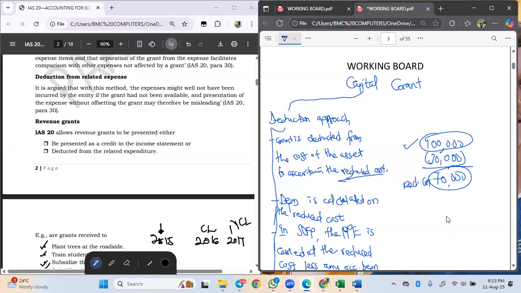And also, in the statement of financial position, you recognize it at the 70,000 less any depreciation. If it is more than 1 year, less any accumulated depreciation. You are not going to recognize it at the 100,000 here because it's the original cost. No, you've been given a grant of 30,000. So this approach is saying that we should deduct the grant from the cost of the asset. Then the reduced cost is recognized in the statement of financial position.